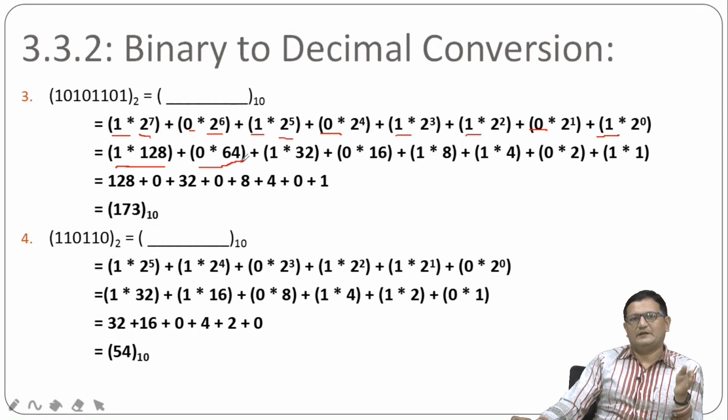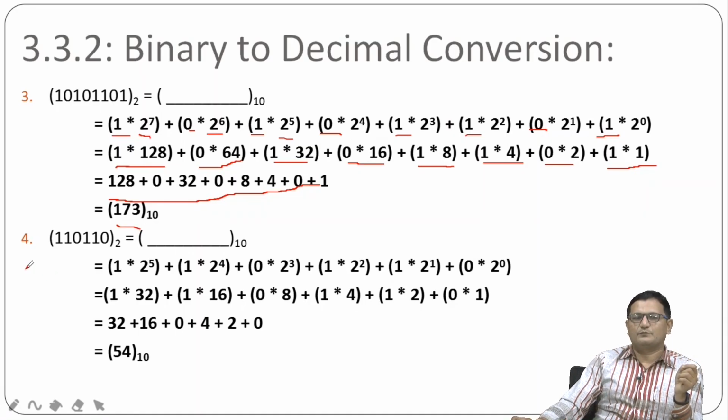If you do 2 into 2 into 2, 6 times, you will get 64. Similarly, 2 raised to 5 is 32, so 1 into 32. 2 raised to 4 is 16, so 0 into 16. 1 into 8 because 2 raised to 3 is 8. 1 into 4 because 2 raised to 2 is 4. 0 into 2 because 2 raised to 1 is 2. And here you get 1 into 1 because any number to the power 0 is 1. Then you do the multiplication and sum up whatever numbers are there. So, you will get 173.